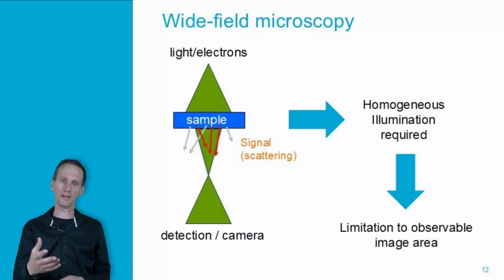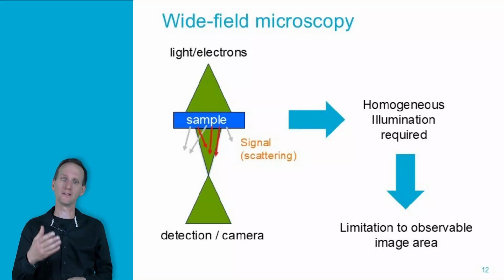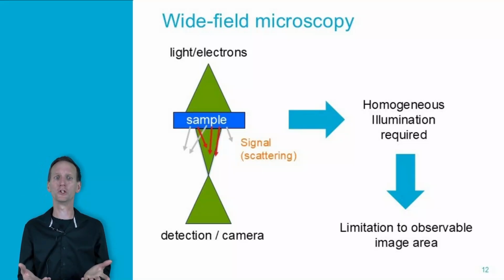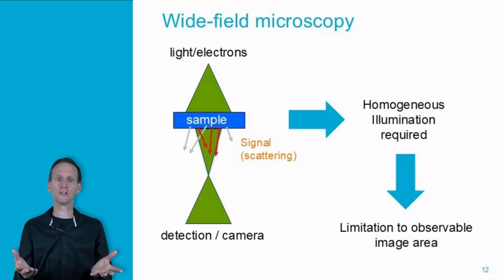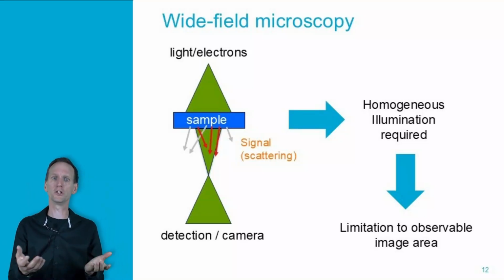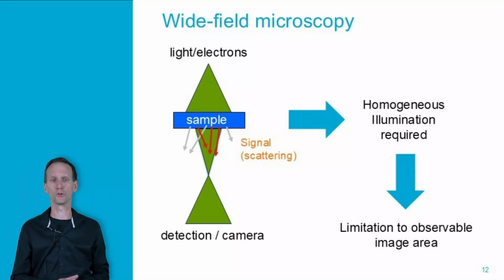An important aspect of wide field illumination is that the illumination is homogeneous over the illuminated area. Intensity changes in the illumination over the image area will also be present in the image and might falsely be interpreted as signal differences. So, the illumination part of the microscope needs to take the light, in our case electrons, from the source and create a homogeneous illumination pattern on the sample. Typically, this criterion may limit the observable image area.